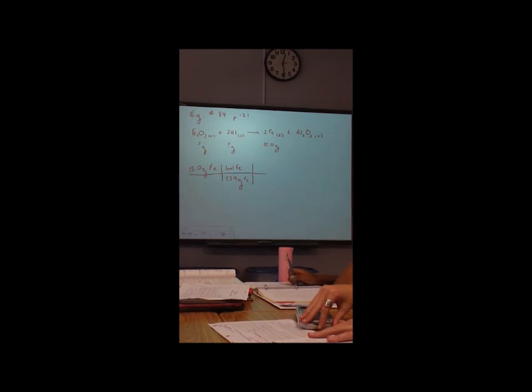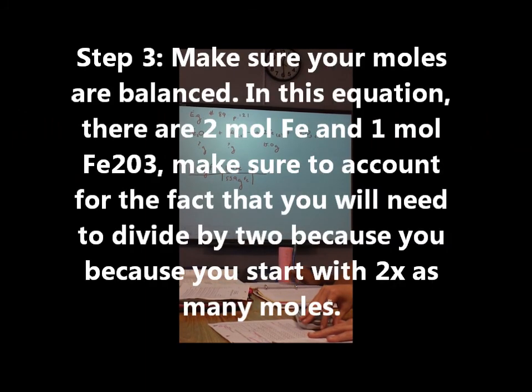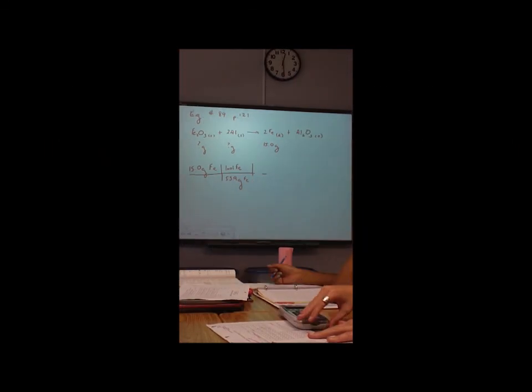And I'm going to first answer this question. How many grams of iron oxide are needed to produce this 15 grams of iron? So in my balanced equation, for every 2 moles of iron that are produced, it requires 1 mole of iron oxide to react.